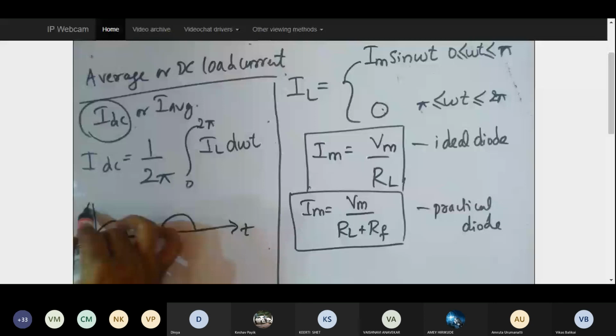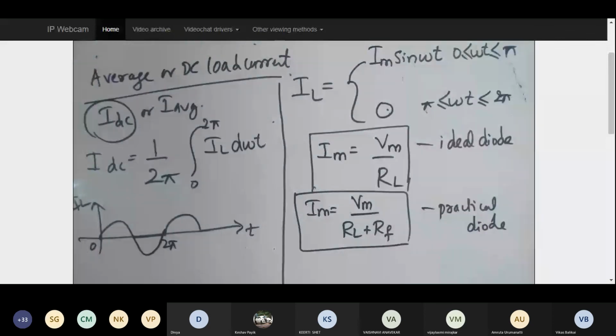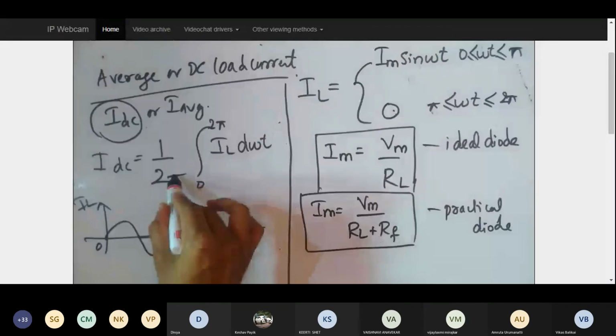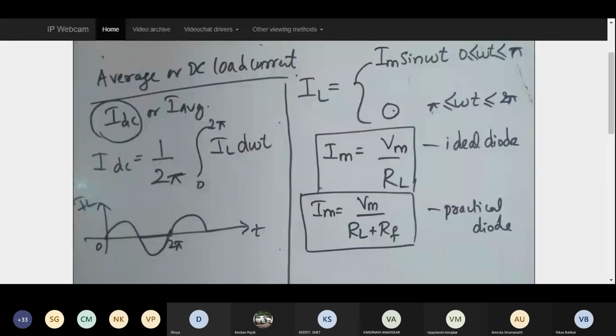One pulse is of what duration? One pulse is of duration 2 pi. So hence, rather than 3 in the denominator, I divide by 2 pi. And what is the term that I am averaging? I am averaging load current. And from what duration am I averaging?